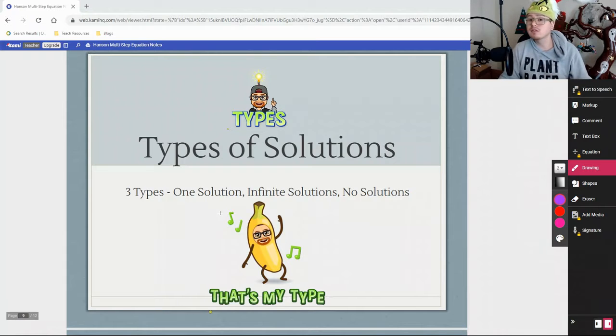And then you have no solution. It's literally an equation where there's no solution. There's no way to make it balanced. There's no way to make it true. So let's figure out what we're working with.